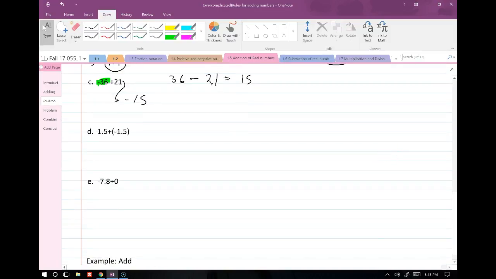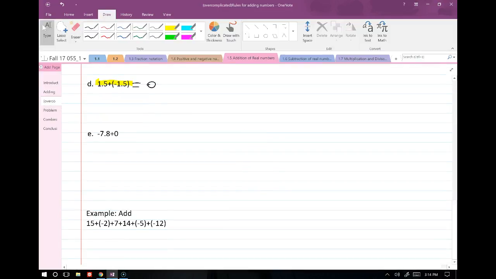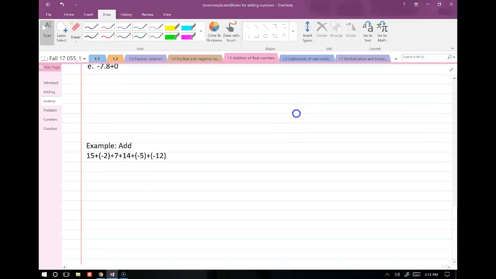All right. This one here, anybody know the answer to this? Zero, right? Yeah, if they're the same number and they have opposite signs, it's zero. And we call those additive opposites. Okay, negative 7.8 plus zero? Negative 7.8, right? Almost doesn't even need to be said.